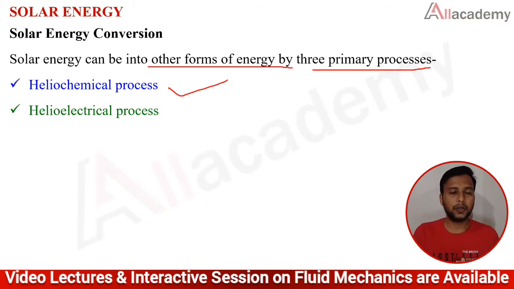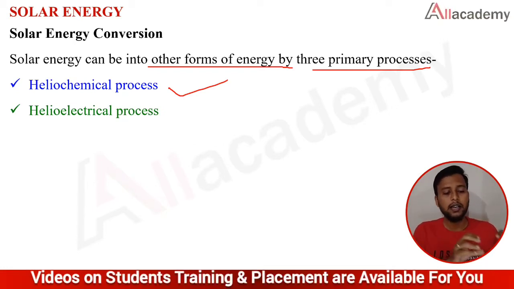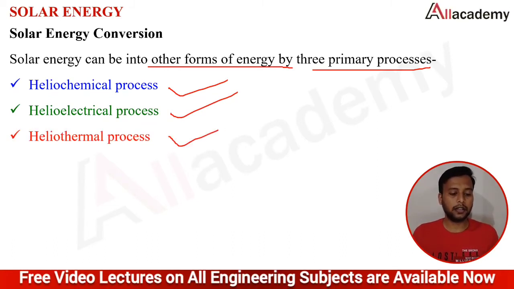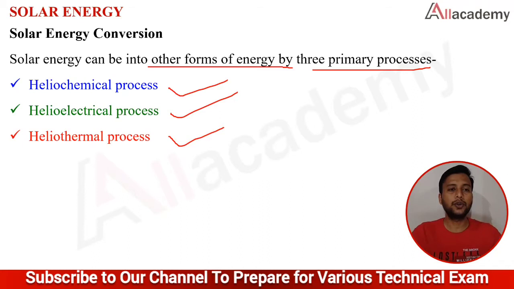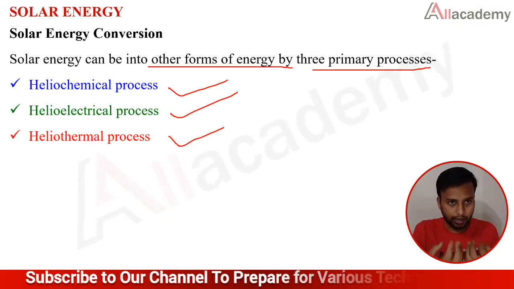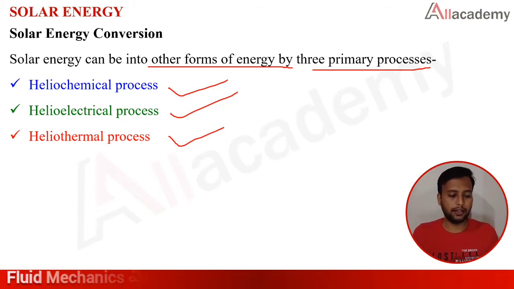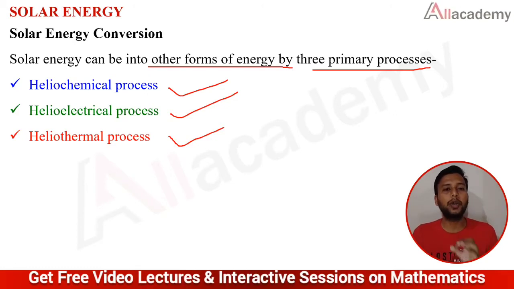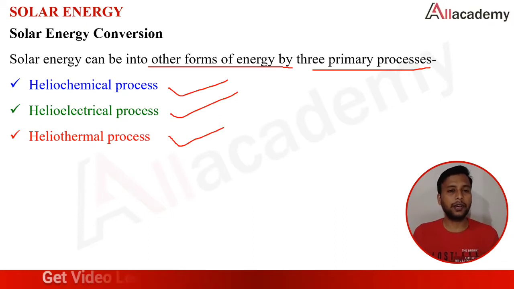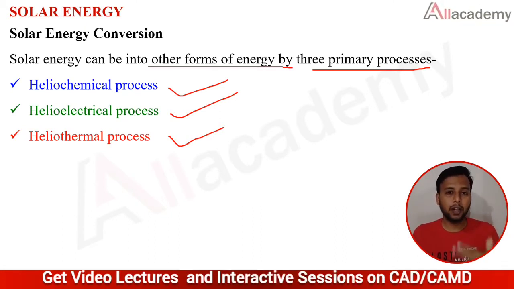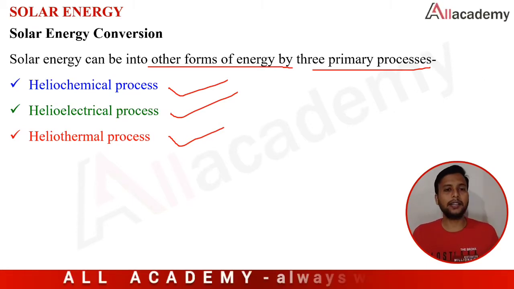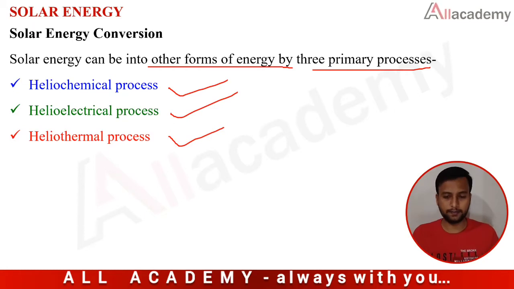The second process is where solar energy is utilized to produce electrical energy. Such a process we call the helioelectrical process. And the last one is the heliothermal process, in which the solar energy is utilized to generate heat, and that heat is utilized to do some useful work or for some useful application. So these are the main types of energy conversion process from solar energy. The first is the heliochemical process, the second is helioelectric, the third is the heliothermal process. Let us study these different processes in detail.